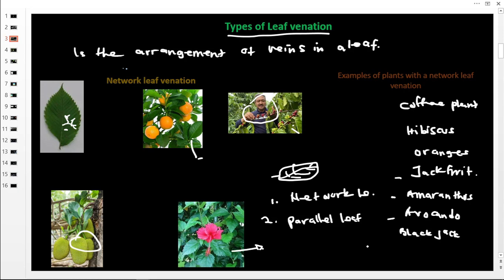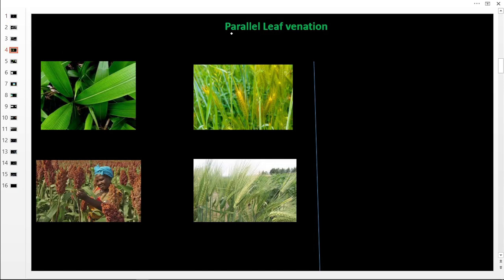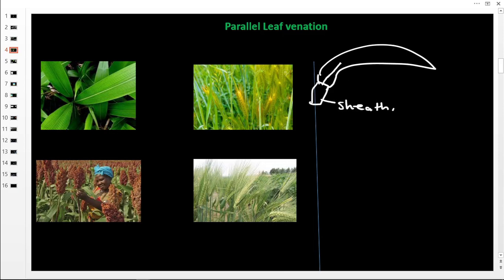At your home, please try to identify some other examples of plants that have a network leaf venation. Remember we said venation is the arrangement of veins in a leaf, and the part of a leaf where we find these veins is called the lamina. We've said we have two types of venation, network and parallel leaf venation. With the parallel leaf venation, if we draw our leaf, this is the lamina. Its leaf stalk is not called a leaf stalk, it is called a sheath. And this one is its midrib.